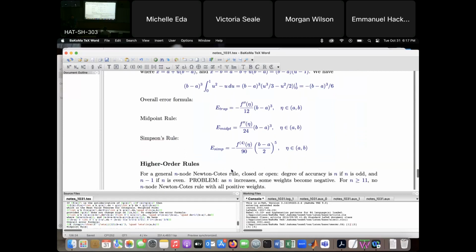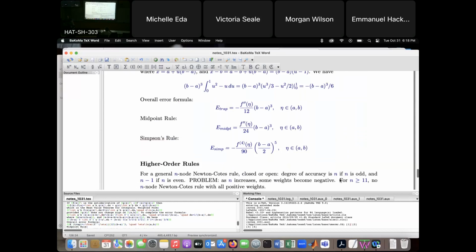But there's one drawback to this approach, and that is at some point, as you increase the number of nodes n, you're going to start getting negative weights. So far, we did not see any negative weights, but it will happen eventually. It's been proven that for n greater than or equal to 11, there are no Newton-Cotes rules that have all positive weights. Can't happen. So you should never use those.